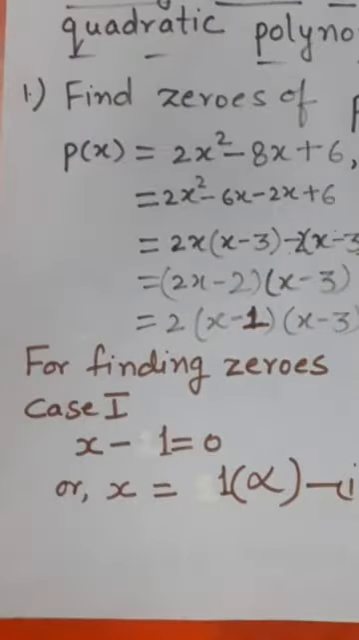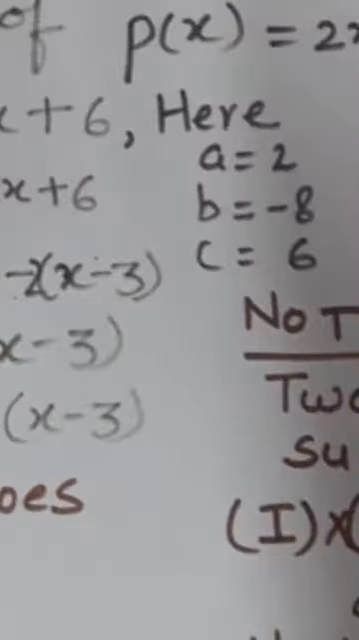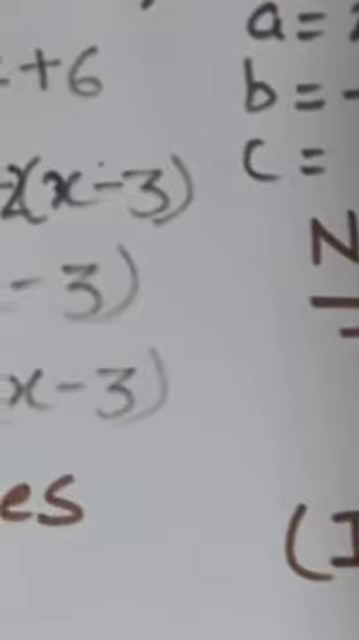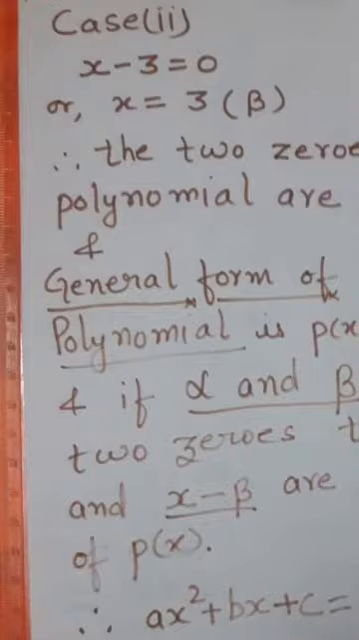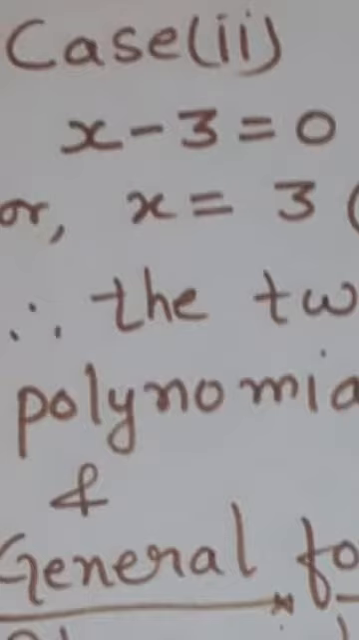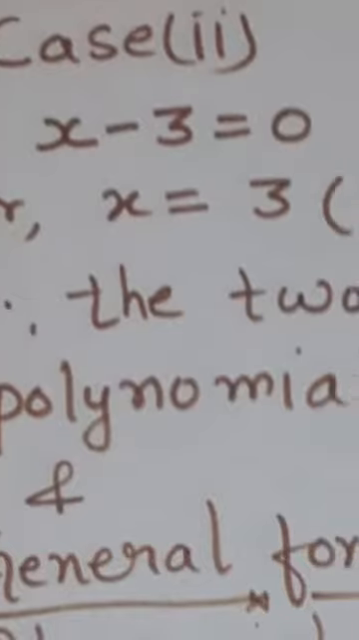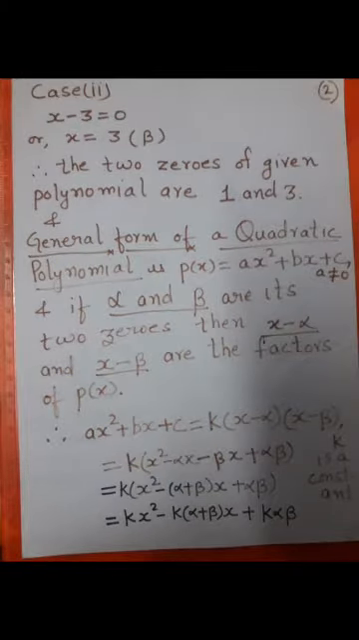We will denote it by alpha. Zeros are generally denoted by alpha and beta. So the first zero of the given quadratic polynomial is 1 and we denote it by alpha. Now for finding the second zero, we equate x − 3 equal to 0. We take this −3 to the other side, it becomes positive, and x is equal to 3. This is the second zero, and it will be denoted by beta. So the two zeros of the polynomial are 1 and 3, denoted by alpha and beta.